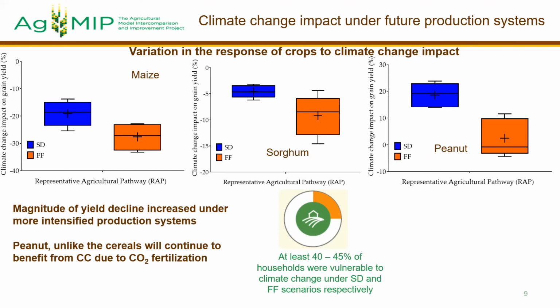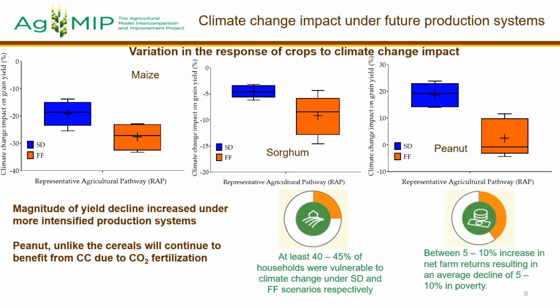We have 40% of households under the sustainable development and 45% of households under the fossil fuel driven scenarios that are vulnerable to climate change. And in terms of the net farm returns, we have between 5 to 10% increase in net farm returns and an average decline in poverty of between 5 to 10%.